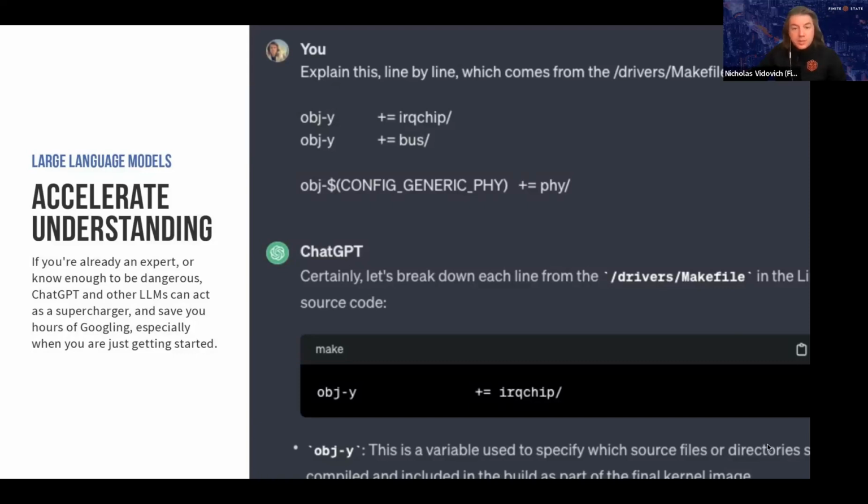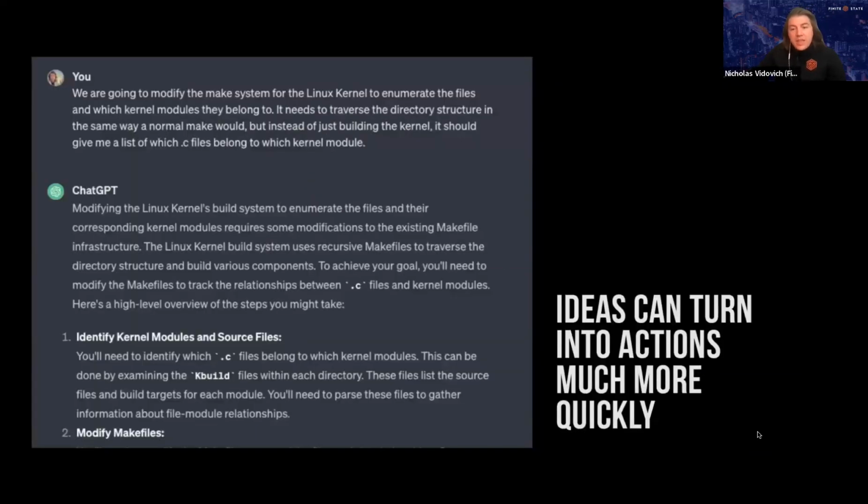So trying to speed up their jobs, and then turning these ideas into actions a lot more quickly. Here you'll start to see what we would call a prompt when we're talking to any of these chat models. So the idea of creating a prompt that you're asking the model to continue to solve. It's a bit of an art form, but it shouldn't be intimidating. Really, you can just start asking the questions, and if you don't get the answers you're looking for, start to revise that.